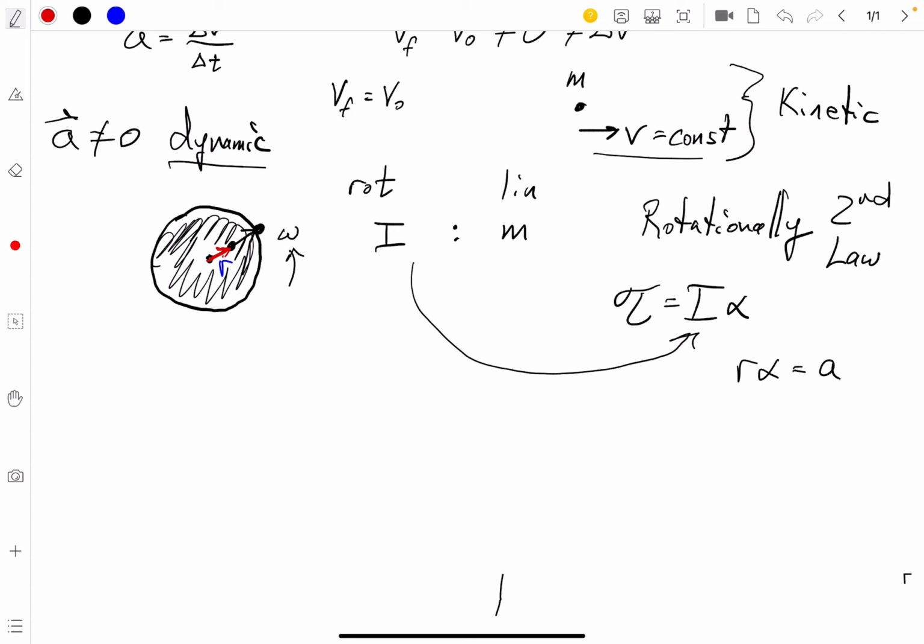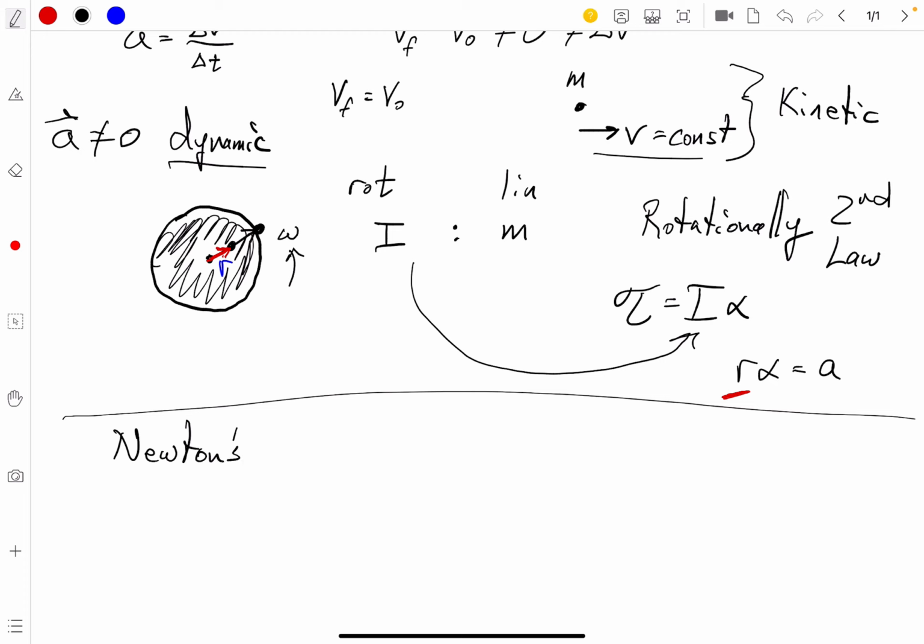Okay, so there are different accelerations depending on how far away from the rotational pivot you are. So good. So that's the rotational second law. Now the third law. Newton's third law.